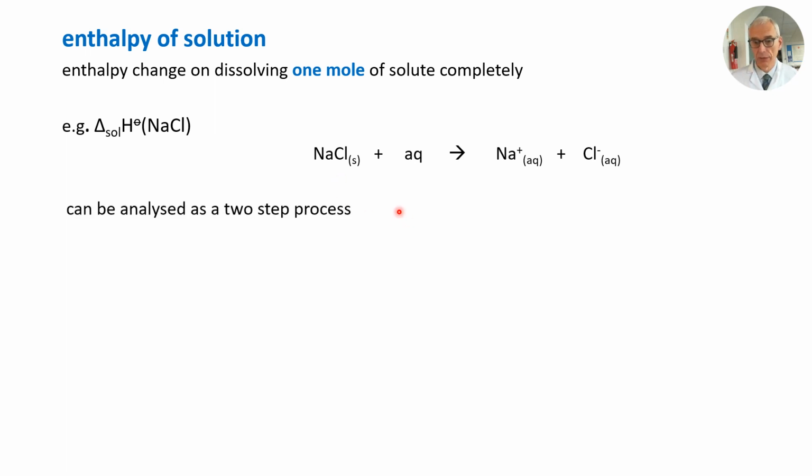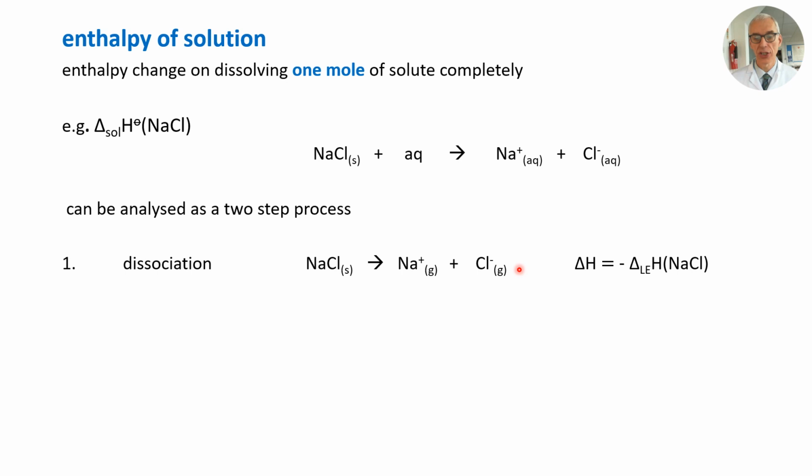Now this change can be split into 2 steps. Firstly, dissociation. So we're starting with an ionic lattice. So here's our ionic lattice. Let's turn that into free gaseous ions. So that, of course, is the opposite direction for the lattice enthalpy. So the enthalpy change for the dissociation of the lattice, I beg your pardon, is minus the lattice enthalpy change.